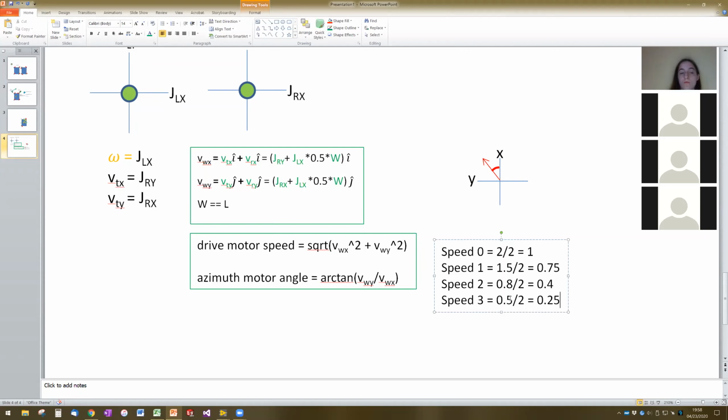And by dividing it by the largest value, that ensures that we're using motors as much as possible. We're using at least one motor at its full power. And the other ones are scaled now lower than that.